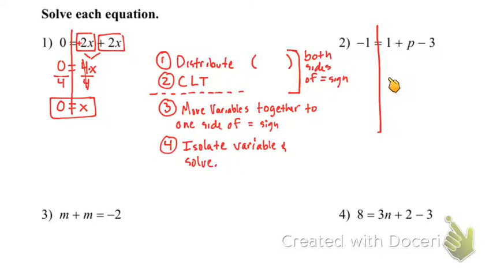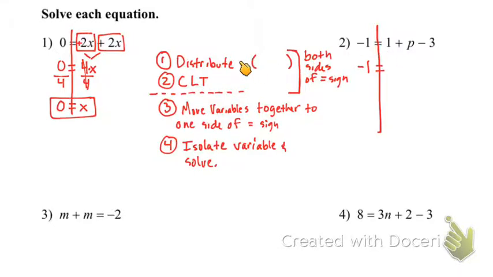All right, number 2. We're going to start with step 1 on the left side. Let's focus on the left side. Do I have any properties or parentheses? And the answer is no. So step 1 I do not have to do on the left side. Go to step 2 on the left side. Do I have combined like terms? And the answer is no. So the left side stays -1. There's nothing to do on the left side.